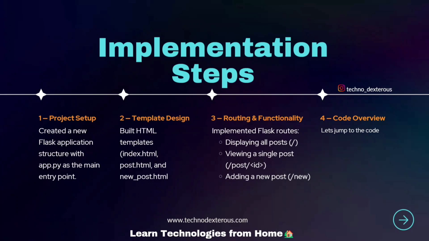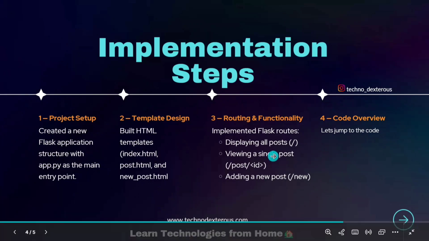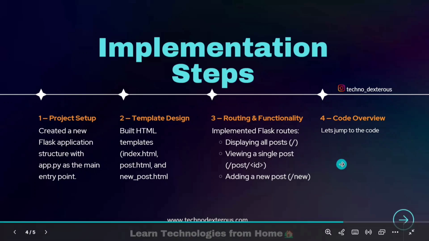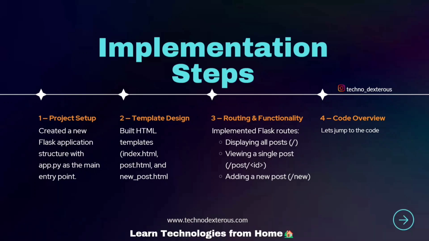Implemented Flask routes. Some of the routes are here. For displaying all posts, we define the slash route, that is the home page route. For viewing a single post, we have defined slash post slash id. In id you can give a number like 1, 2, 3 for seeing a single post, and for adding a new post we have defined the slash new route. And then the code overview is the last step. Let's jump to the code.